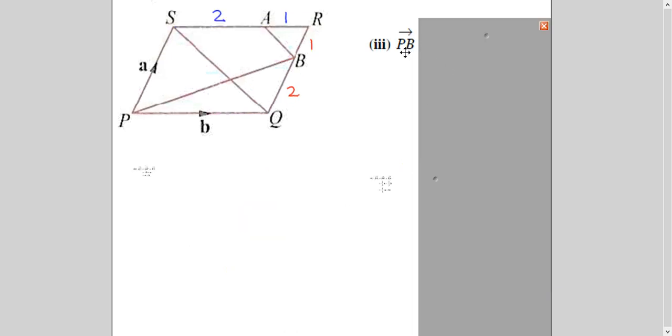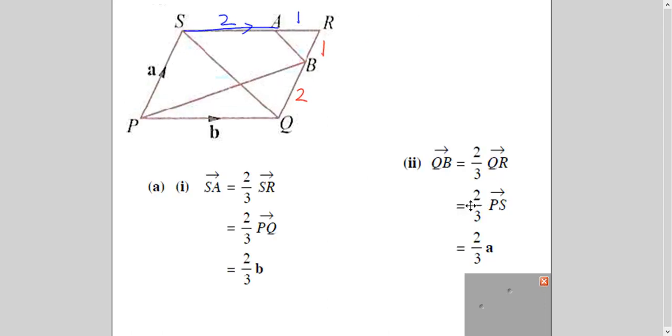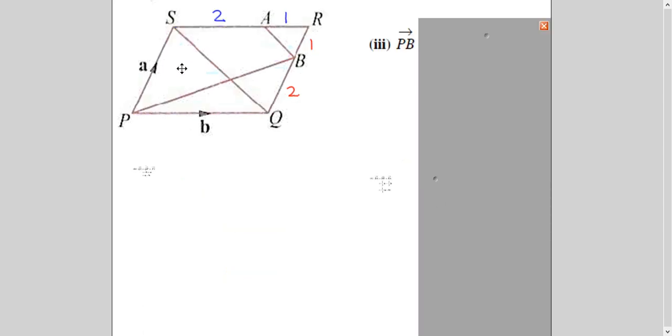Now the third part is what is PB. Now if you see here, PB is coming from here to here. And you always go along the path on which the vectors are known. Otherwise you would have to find it out and it will take more time. So if I want to go from P to B, what is the other path? Maybe this is the simplest. I go from P to Q and Q to B, because I know PQ is A and I have just found QB in part 2.